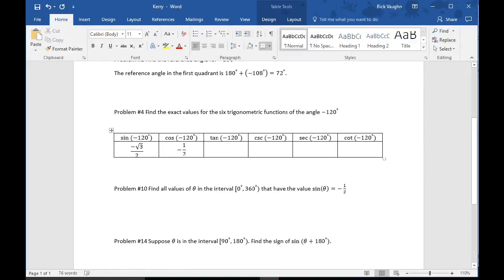Now, tangent is positive in the third quadrant, and it's the quotient of sine over cosine. Tangent is sine over cosine, so you get negative root 3 over 2, over negative 1/2. The 2's cancel, so the negatives cancel, and you get just the square root of 3.